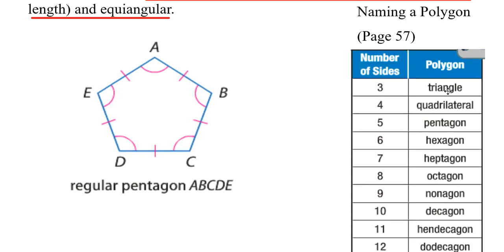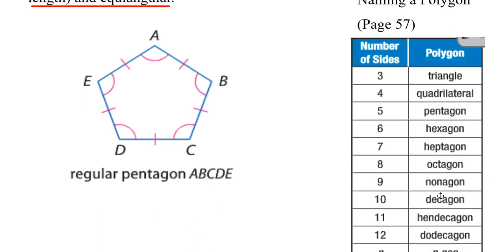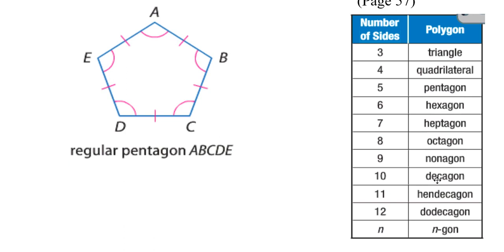You can name polygons based on how many sides they have. Some of these root words you might recognize. Tri is a 3-sided polygon. We call it triangle. Quad is 4, so that's a quadrilateral. Pent is 5, so a pentagon is a 5-sided polygon. That's where after 4, they all end in gon. Hex is 6, so hexagon. Hept is 7. Oct is 8, non is 9, decagon is 10, like decade, 10 years in a decade.